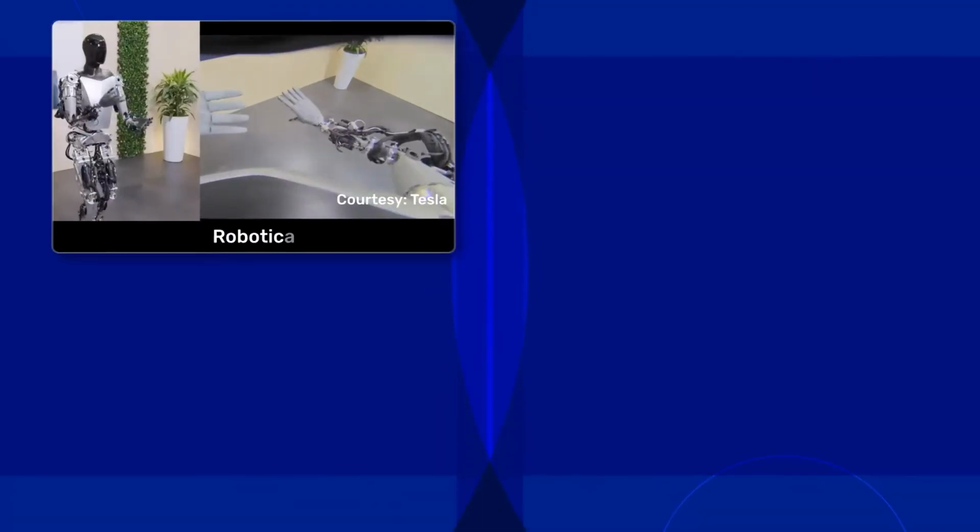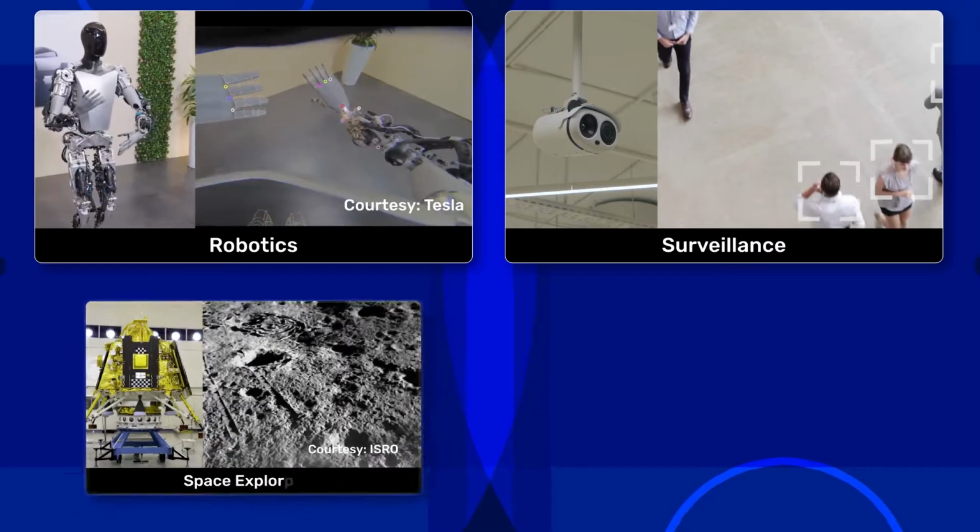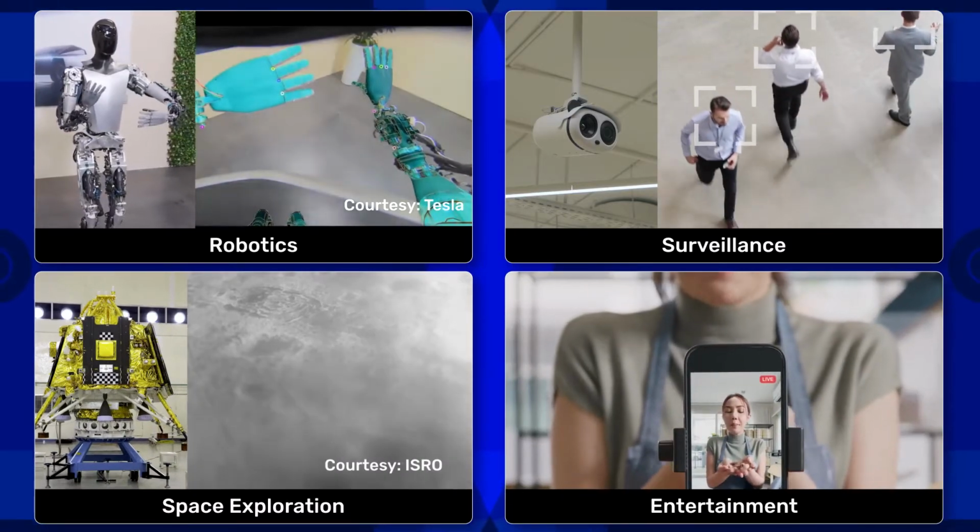A camera is integral for many domains, like robotics, surveillance, space exploration, and even the entertainment industry. For many applications, it is essential to know the camera parameters. And the process of estimating the camera parameters is called camera calibration.